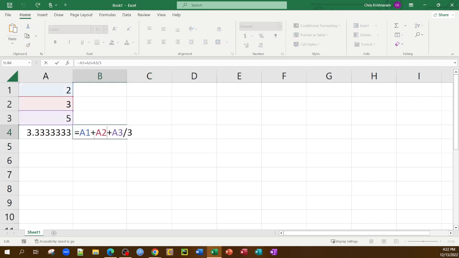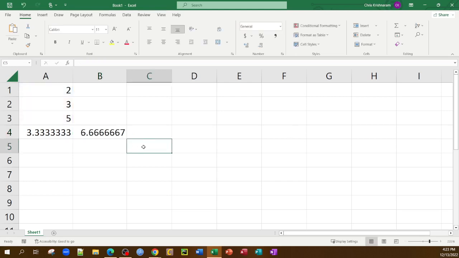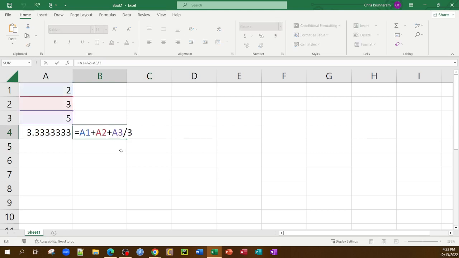BODMAS. Yes, BODMAS with an O. So, what do we need to do? What do we need to add? Come on, nobody knows what's happening here. This is a very simple maths problem. This is nothing related to spreadsheet. This is maths, very simple maths. A plus A2.